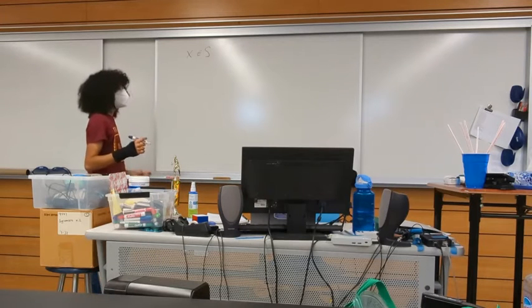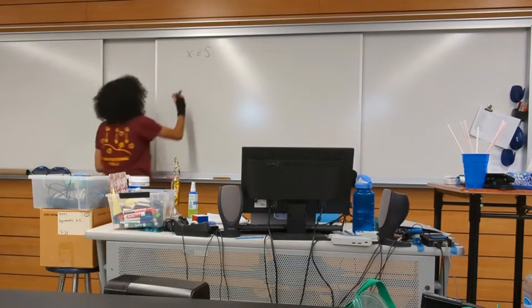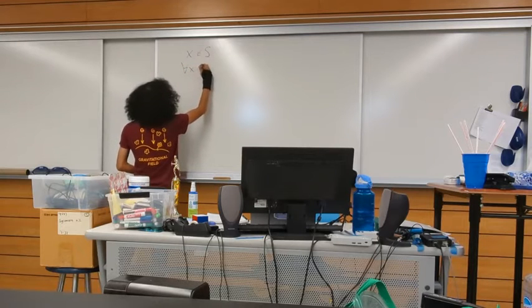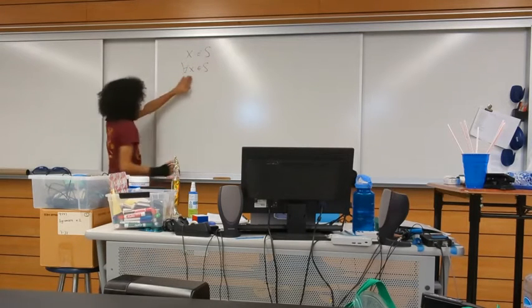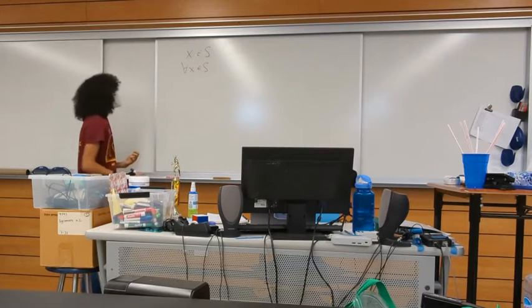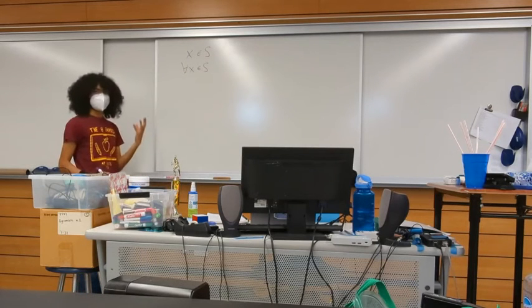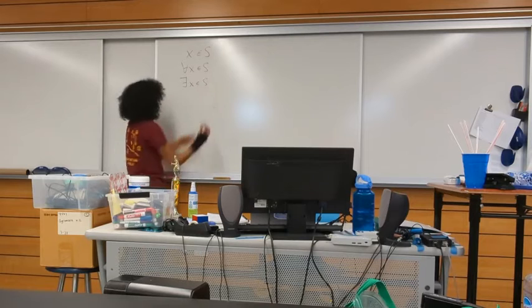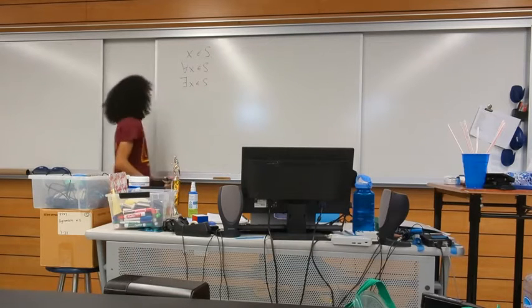If we want to talk about all the elements of the set S, we use this symbol. This means for all X in S, or for every, or for each. If we want to say that there exists a certain element of S that satisfies some property, then we use this backwards E: there exists an X in S such that something, something, something.